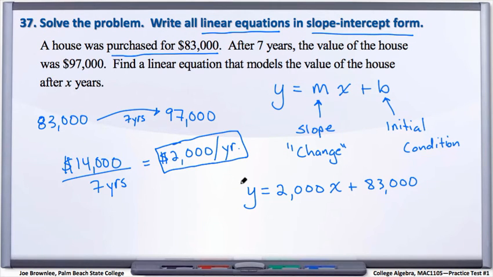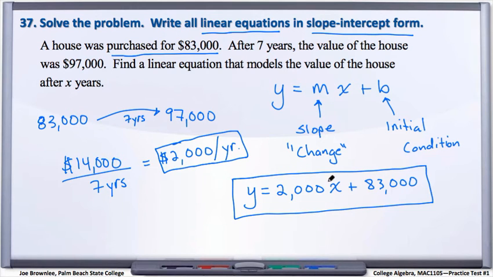All right, so here we have a model that we can use to predict the value of the house in any given year. If we wanted to find out how much this house was going to be worth in 50 years, all we would do is take 50, plug it in for x, and evaluate. So we would have 2,000 times 50, which is 100,000, plus the initial purchase price of 83,000 would give us a value of $183,000. And that's how this model works. So in 37, we have y equals 2,000x plus 83,000.